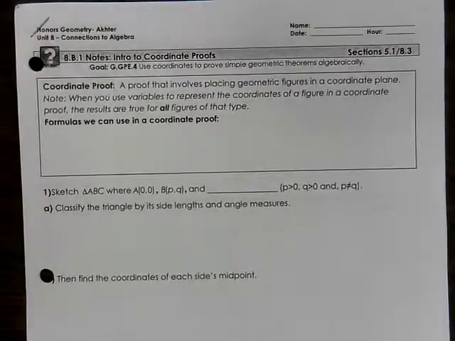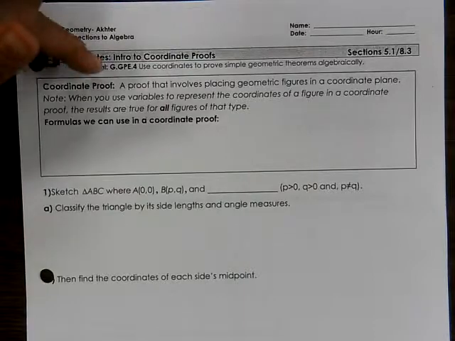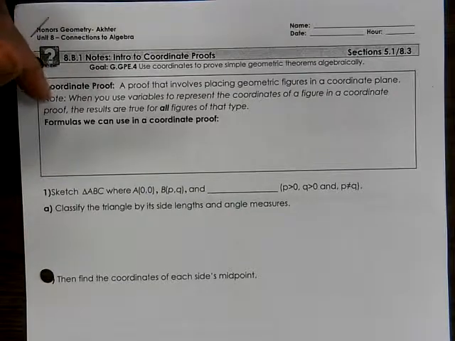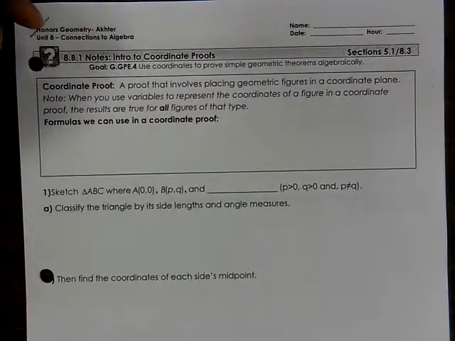And so today when we get through, we're going to still use our formulas that we learned in the last unit, which is why we started with that. But the goal with today is to try to figure out, well, how is this going to be true for all of that same polygon? So it says coordinate proof is a proof that involves placing geometric figures in a coordinate plane. And it says, note, when you use variables to represent the coordinates of a figure in a coordinate proof, the results have to be true for all figures of that type. So that means like all triangles or all trapezoids or all parallelograms. That's the goal that we have to be able to come up with.